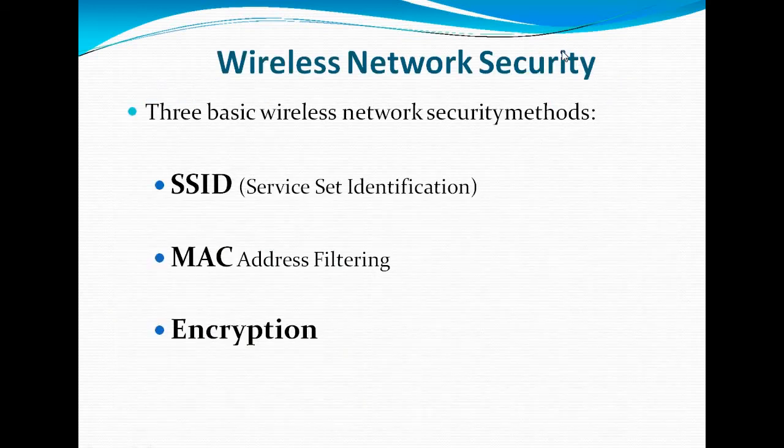So in wireless network security, there are three basic security methods we will use. SSID, that is service set identification, MAC address filtering, and encryption are the three basic network security methods.